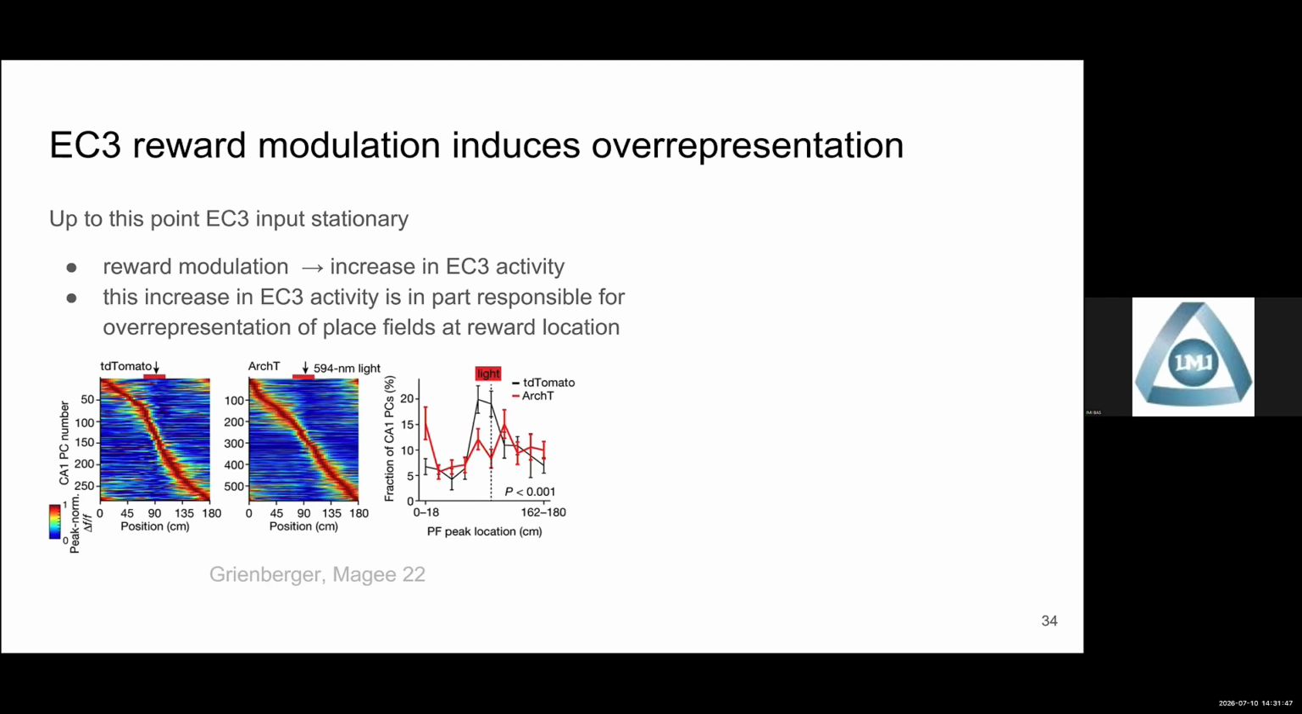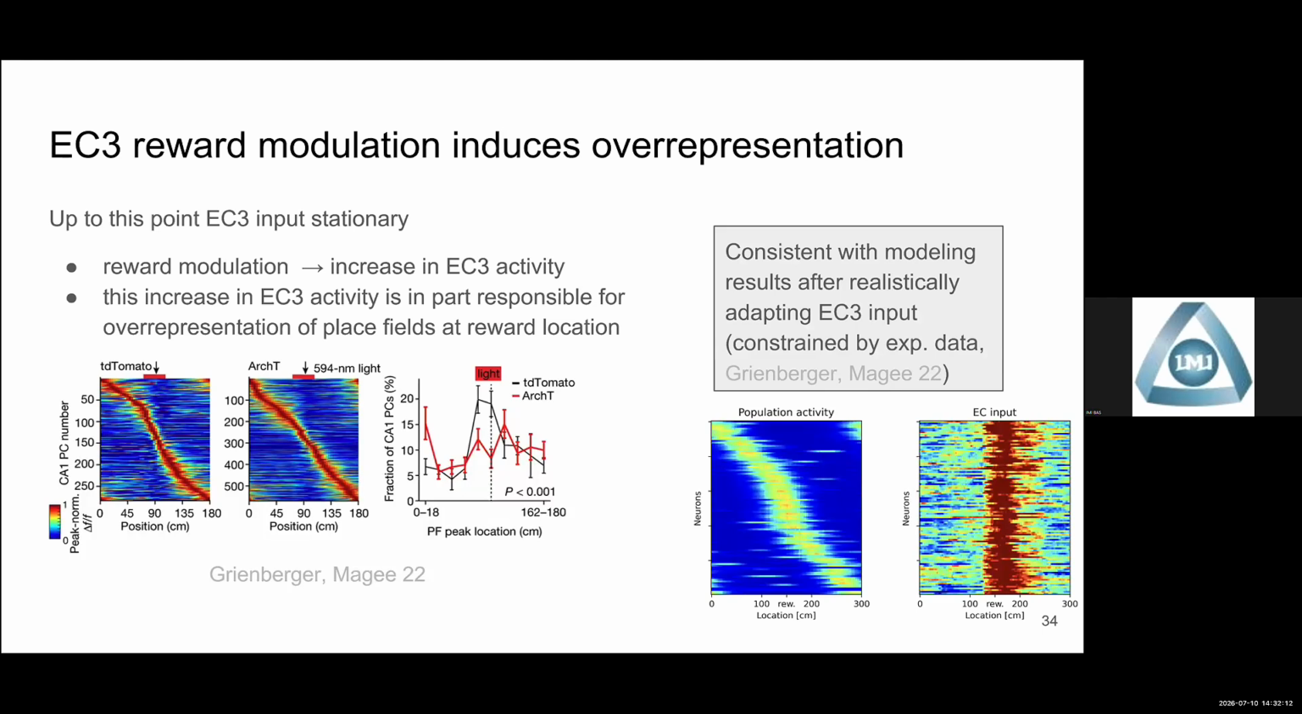This goes away if you optogenetically inhibit the EC3 axons, which is what happens here. If you do this, the overrepresentation goes away. You can see this here in this tdTomato. You see a peak of the representation around the location here, and otherwise it's somewhat flat.